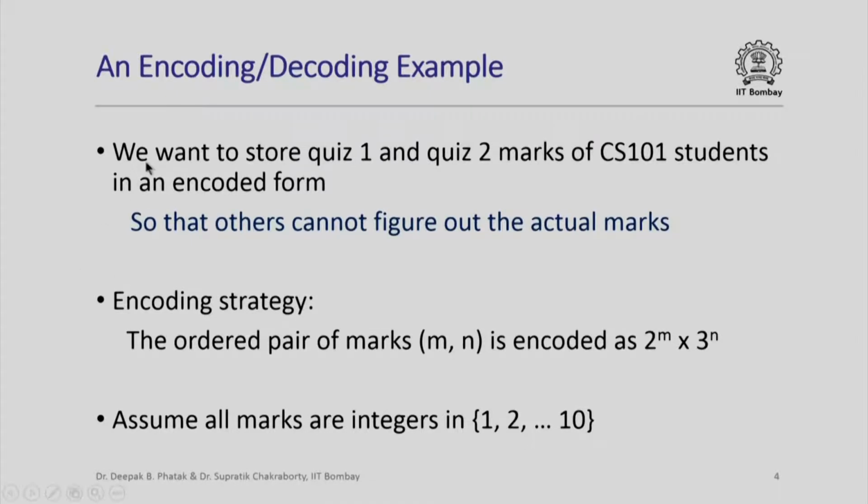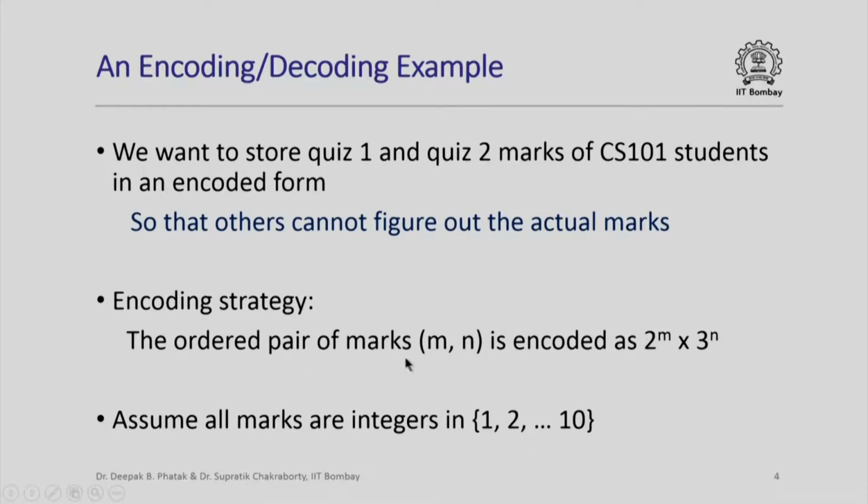So in this example, we want to store the quiz 1 and quiz 2 marks of all CS101 students in an encoded form. Why might we want to store it in an encoded form? So that others cannot figure out the actual marks even if they get access to the encoded form. So what should be the encoding strategy? Let us say that we are going to choose a simple encoding strategy.